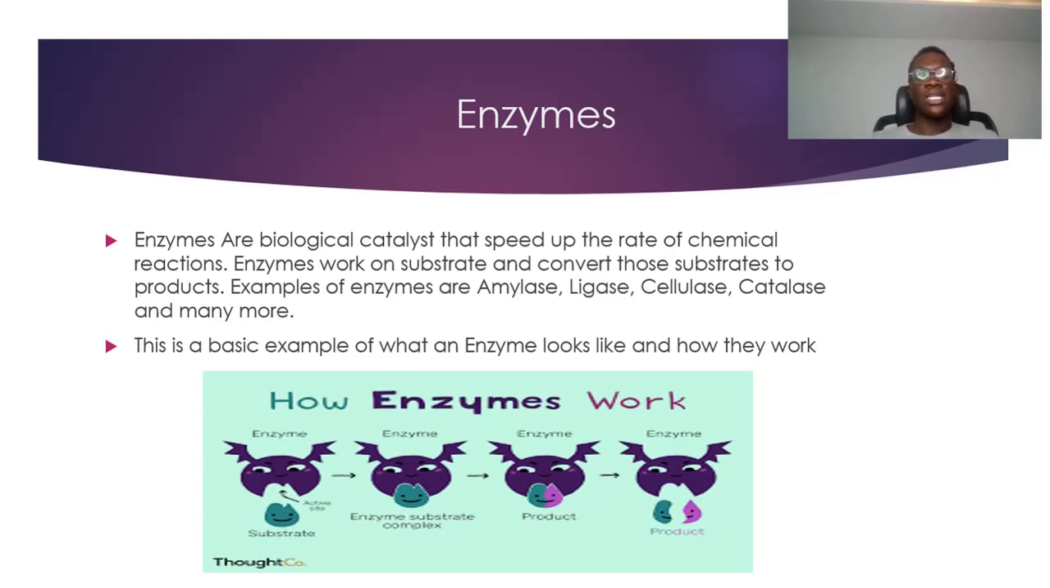This is a basic example of what an enzyme looks like and how they work. So this is an enzyme. As you can see, the enzyme is locking the substrate up. So you can basically call an enzyme a lock and the substrate the key. The substrate, which is the key, fits into the lock, which is the enzyme, and the enzyme locks the substrate down and breaks it into two, forming a product.